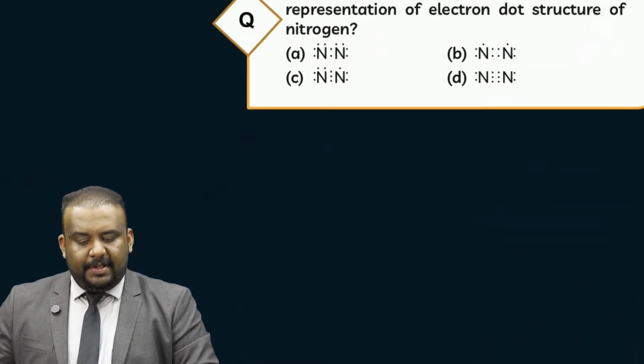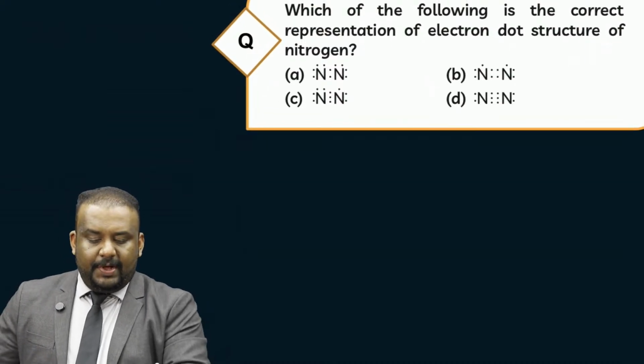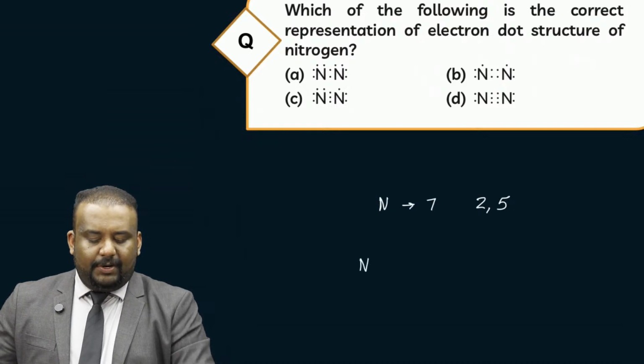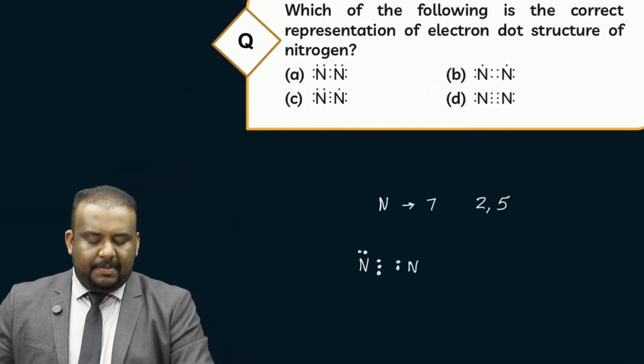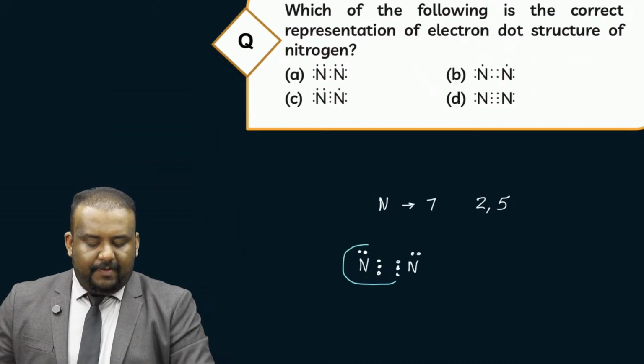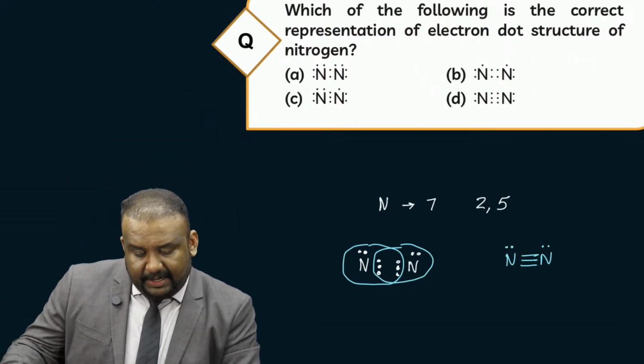Okay. Next question. Which of the following is the correct representation of the electron dot structure of nitrogen? See, you know that nitrogen's atomic number is 7. Electronic configuration is 2, 5. So nitrogen has 5 valence electrons. So it will have to share how many electrons? 3 electrons. So with the nitrogen atom, the sharing would be somewhat like this. 3 pairs of electrons are shared and you will have a triple bond between 2 nitrogen atoms. So which is the correct representation here?